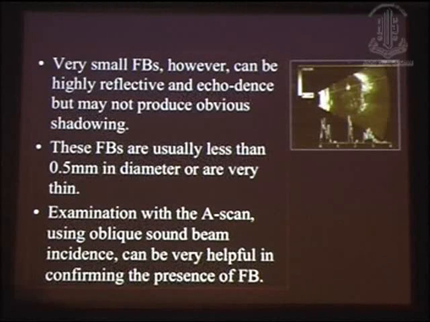And very small foreign bodies, less than 0.5 millimeter in diameter, are very difficult to detect. Even though it doesn't give any shading effect towards the orbital area, the A scan, even in low gain, usually gives the high spike.